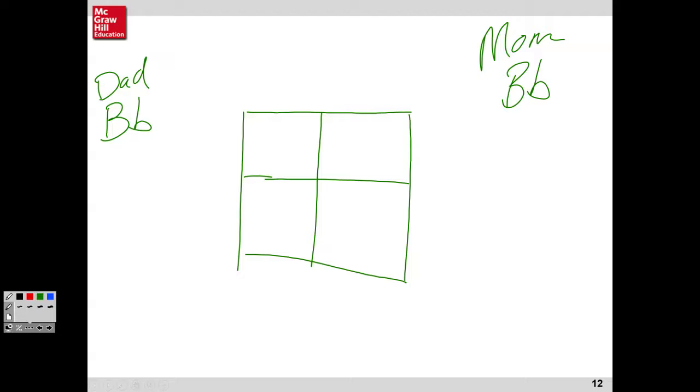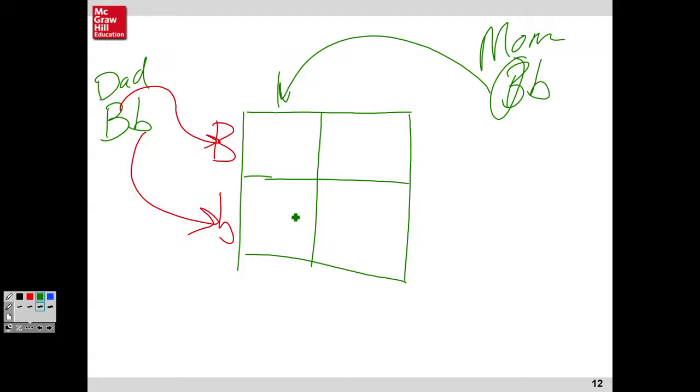Now, if we look at mom's and dad's alleles over here, dad can contribute a dominant allele to the kid, and dad can contribute a recessive allele to the kid. There are two possible alleles dad can contribute to his gametes. Then the same is true for mom. Mom can contribute either a dominant or a recessive allele to her gametes. So mom's dominant allele can be contributed, or her recessive allele can be contributed.